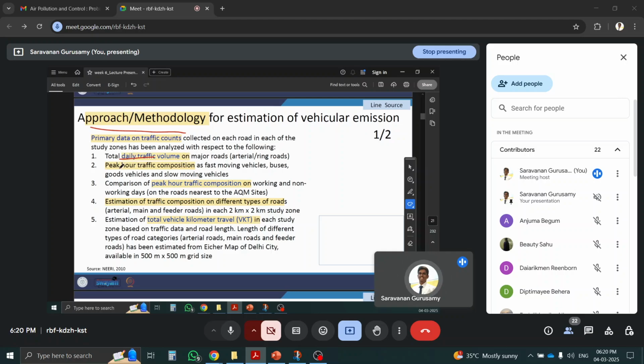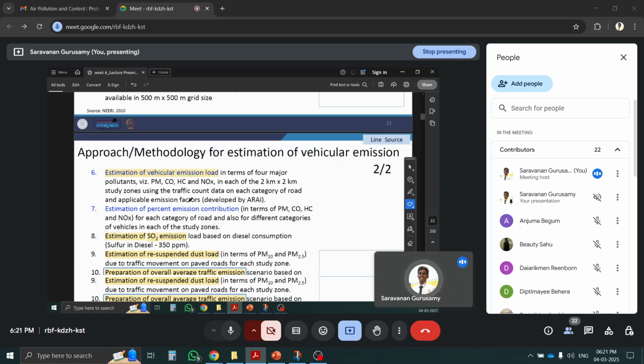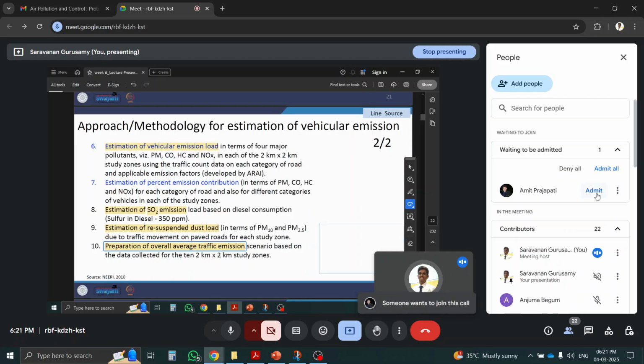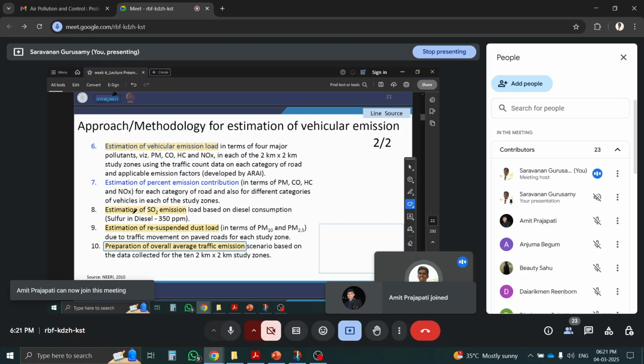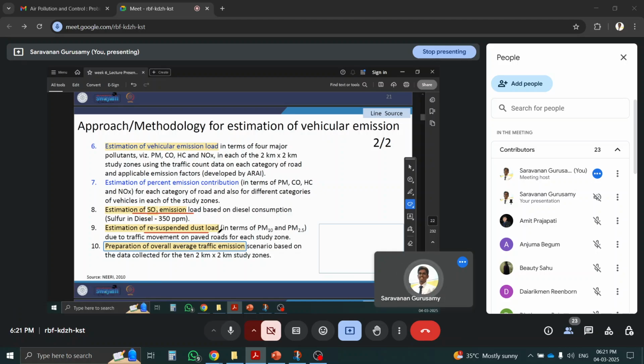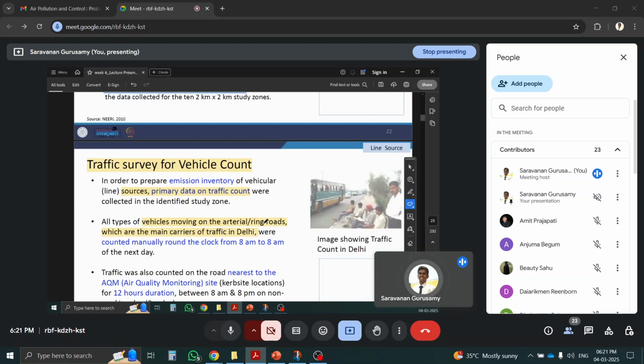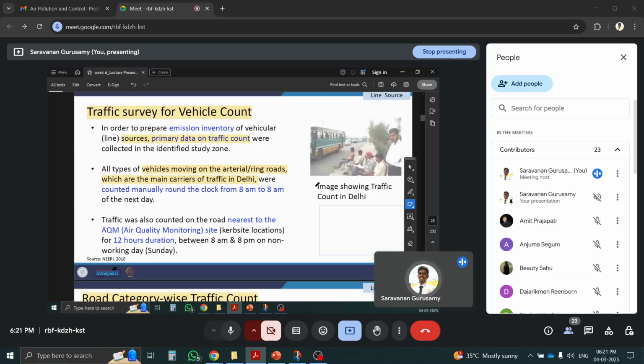So total daily traffic volume, peak hour traffic composition, composition on working and non-working days also we need to compare, and estimation of traffic composition on different types of roads, and VKT, that is the vehicle kilometer traveled. Total VKT is also considered in the study. And estimation of vehicular emission loads, they have monitored in the field, and estimation of percentage emission contribution. From each vehicle there will be exhaust emission, and there will be a non-exhaust emission, that is due to resuspension of particulate matter and heavy metals from the road, and preparation of overall traffic emission were also considered. So that's the field study I'm talking about.